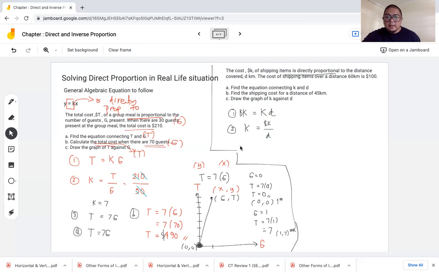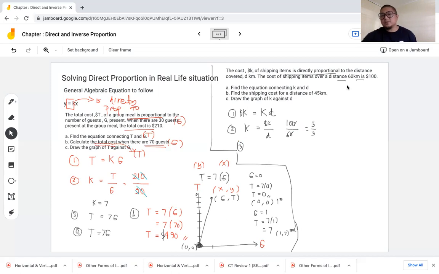All right, and we know that the values of K and D here are equivalent to 60 and 100. So that means this one is going to be $100 and this one is going to be 60 kilometers. Okay, so the K now will give us a fractional form of 10 over 6, which is equivalent to 5 over 3. Okay, so in this case, guys, we know that the K is a fractional form.